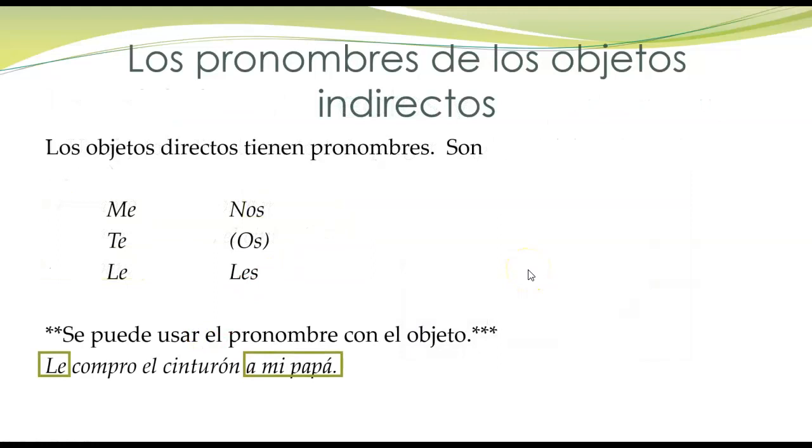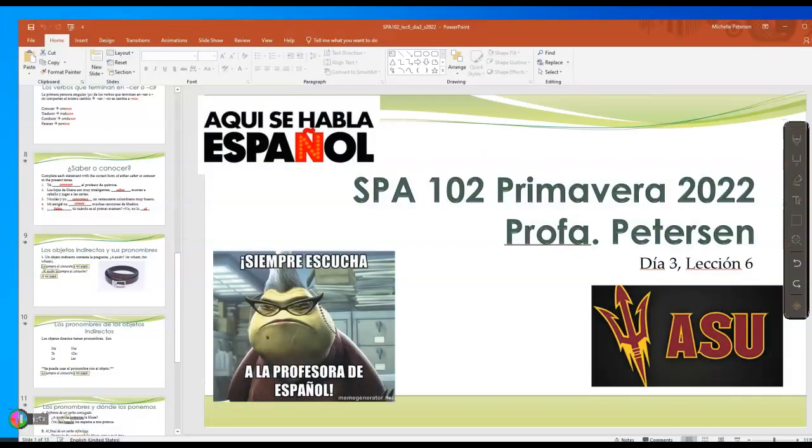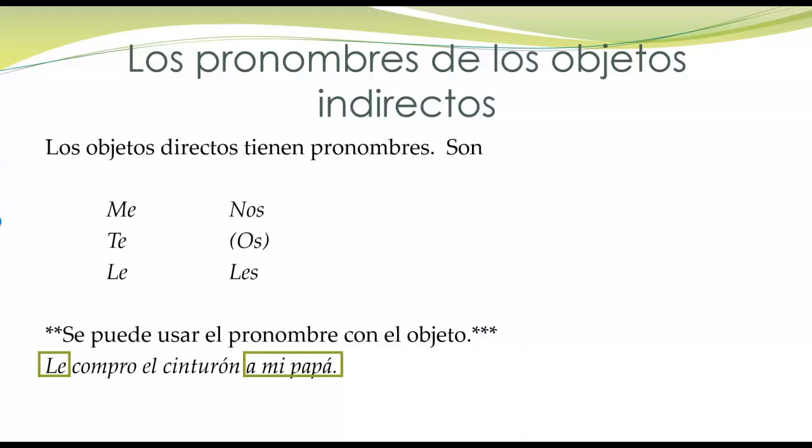Los objetos indirectos, not directos, sino indirectos. And let me see if I can change that. Right now, dame un momentito. Perdón.